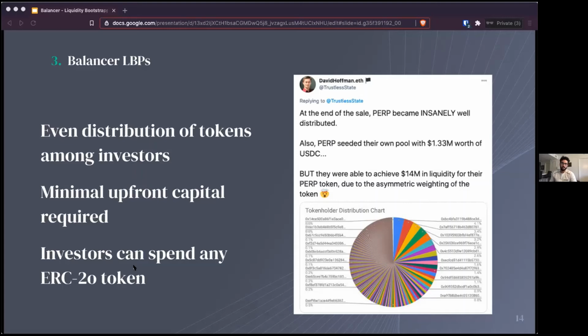Because let's say, for example, your sale is starting with a 95% and 5% weight distribution. That means you only need 5% of the value of the pool in the reserve asset, and 95% is just your tokens. So the amount of capital that's required up front is way, way less, and this becomes way more accessible to startup teams.